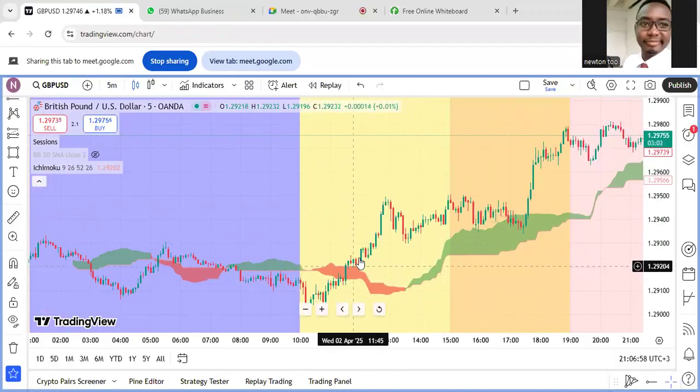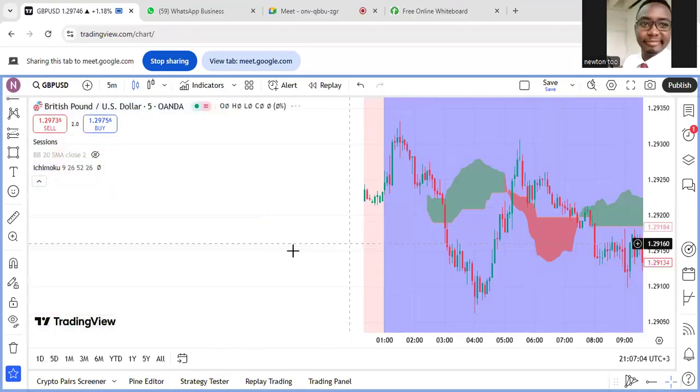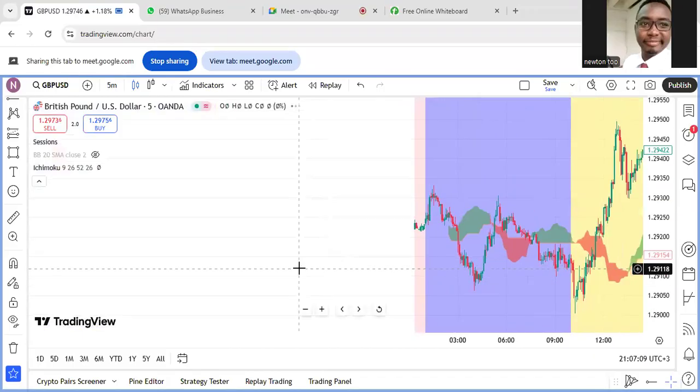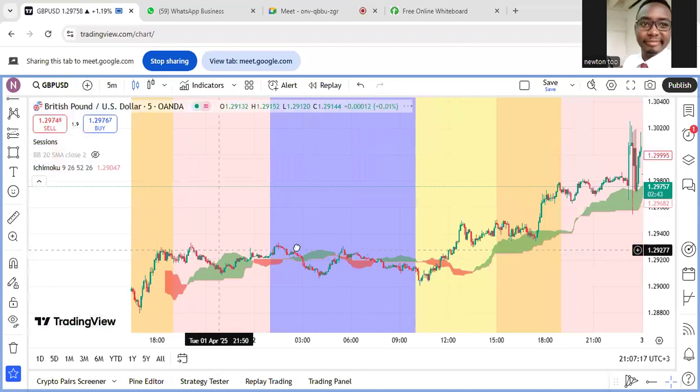So here we had a market going up above the cloud, then it bounces off the cloud, then the market goes up. So you can trade something called a bounce on the chart, or you can do it like a swing trade.